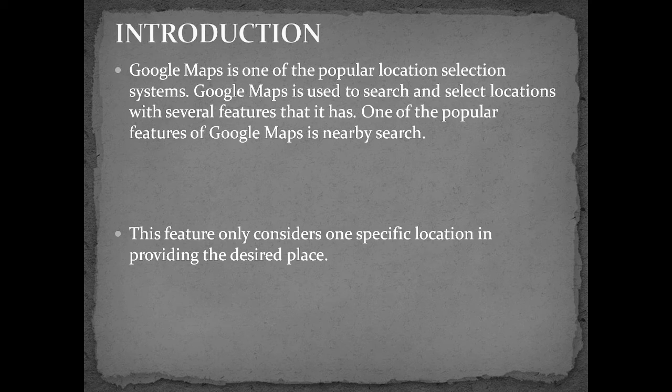Introduction. Google Maps is one of the popular location selection systems. Google Maps is used to search and select locations with several features that it has. One of the popular features of Google Maps is nearby search. This feature only considers one specific location in providing the desired place.